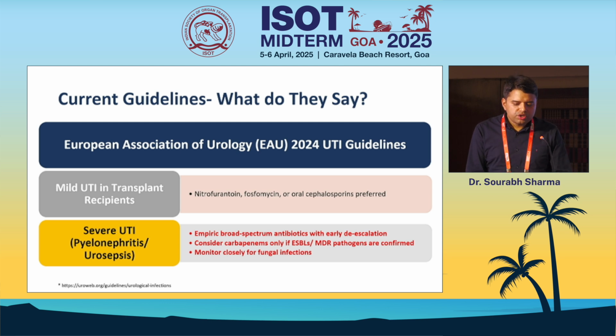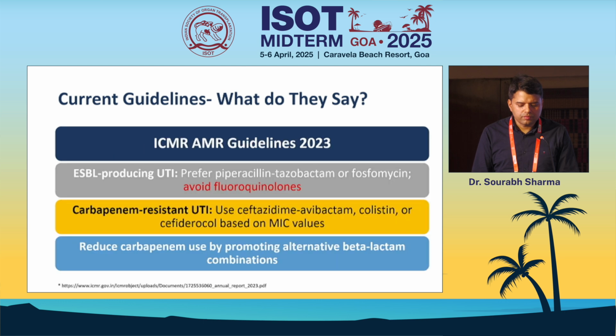The European Association of Urology 2024 guidelines, for severe UTI like pyelonephritis and urosepsis, stress using empirical broad spectrum antibiotics with early de-escalation, and monitoring closely for fungal infections. The ICMR AMR guidelines 2023 ask to avoid fluoroquinolones, and for carbapenem-resistant UTI, they ask to use ceftazidime-avibactam, colistin, and cefiderocol, and also to use the MIC values. They also ask to reduce carbapenem use by promoting alternative beta-lactam combinations, which Arpita madam will discuss.